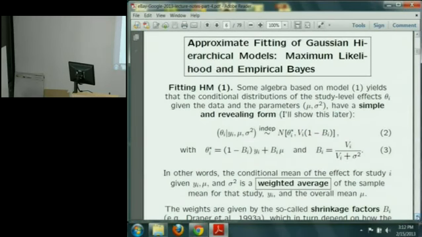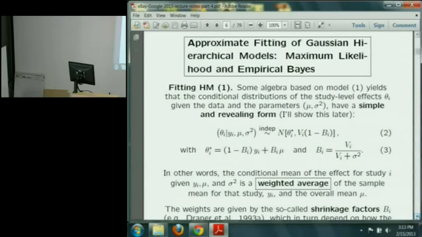You take the variance of the outcome at the study level, v sub i, and you see how big that is compared with the total variance, namely the v sub i plus the sigma squared between studies. So it's kind of like an analysis of variance where the denominator has the between variation and the within variation, and the numerator just has the within variation. Now let's look at that for a minute.